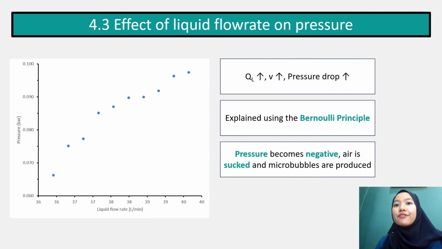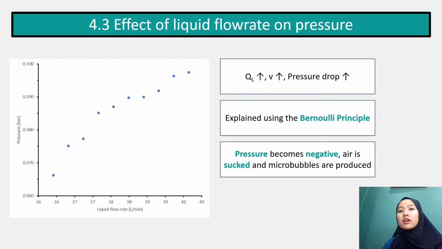Alright, now the effect of liquid flow rate on pressure. As can be seen from the figure, the liquid flow rate exerts vacuum pressure. This can be explained using the Bernoulli principle, as I explained previously: at higher QL, the liquid velocity in the tube also becomes high, so the pressure drop in the venturi tube becomes high too. This negative pressure causes the air to be sucked into the MBG, and microbubbles are produced.